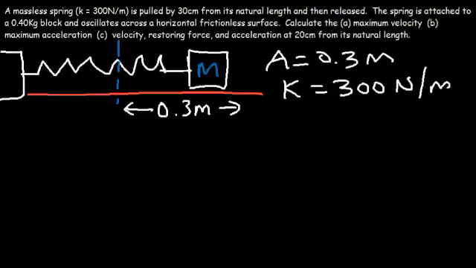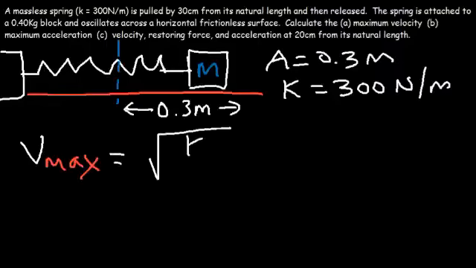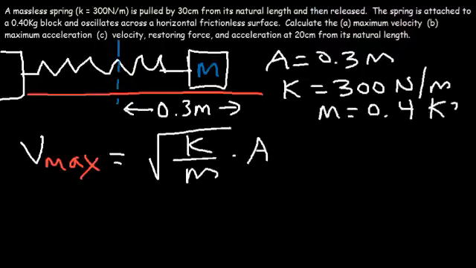What equation do we need to calculate the maximum velocity? The maximum velocity is simply the square root of K divided by M times A. The mass is 0.4 kilograms. So we have everything we need to find the maximum velocity.